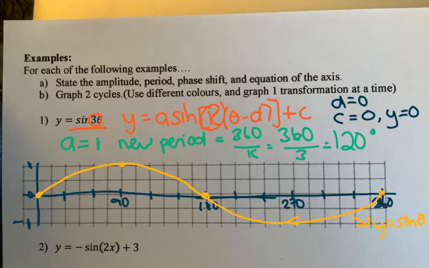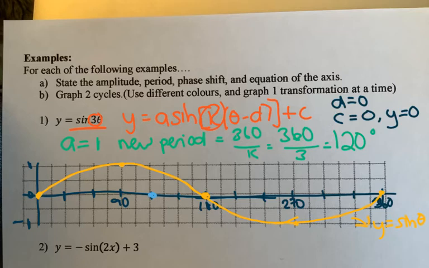So the only transformation we have here is k, and that's making our new period 120 degrees. So instead of starting at 0 and ending at 0 in 360 degrees, we're now going to do that in 120 degrees. So we have 90, and then 30 more is 120. Do this in light blue. So right there is where we're going to hit 0 again.